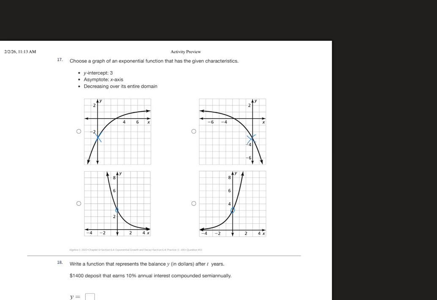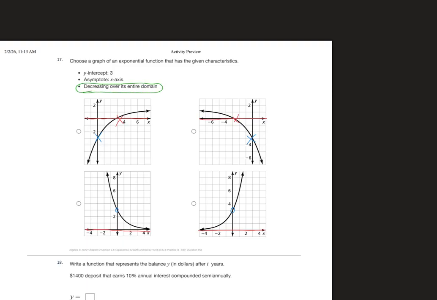Yes. Yes. And an asymptote is the x-axis, which would be this guy. So no again, and no again, and yes again, and yes again. If you're not sure what an asymptote is, it's the line that this function is approaching but never touches. Same thing here, and if you're like, but it's not approaching, it's going away, it's still technically approaching it when you go that direction. And then last but not least is decreasing over its entire domain.